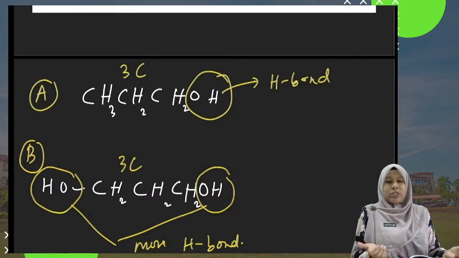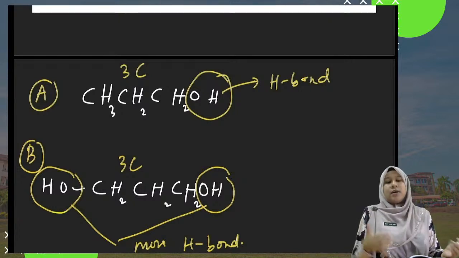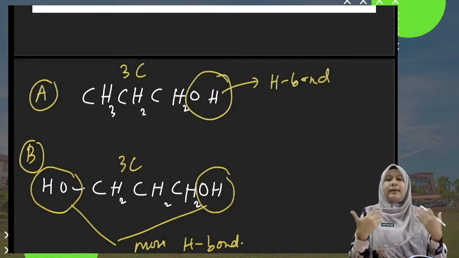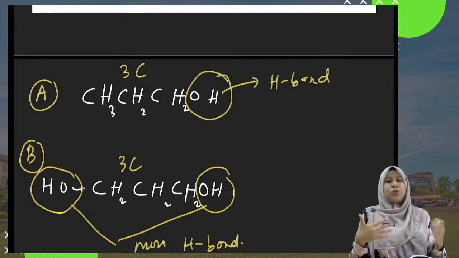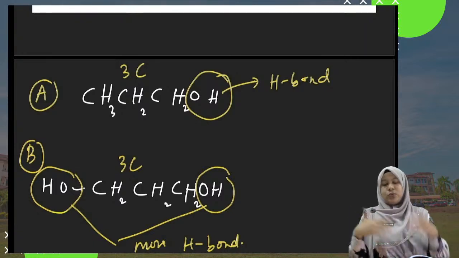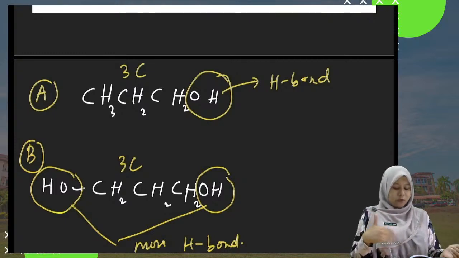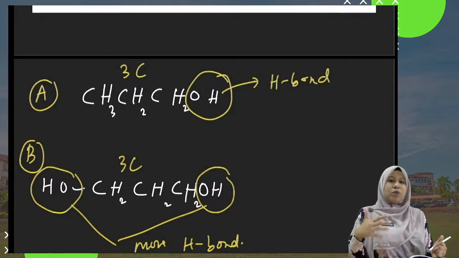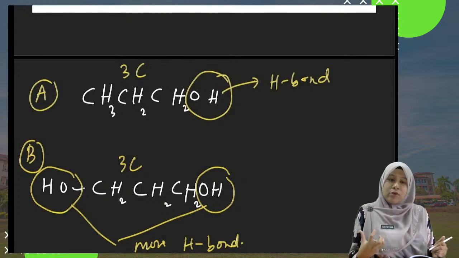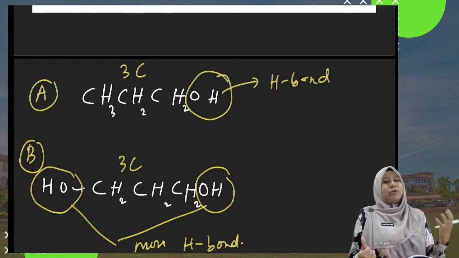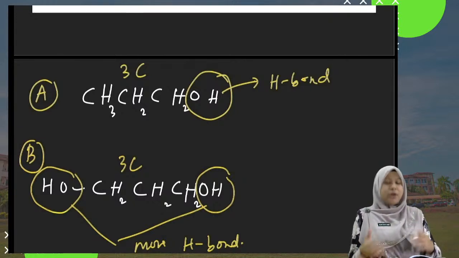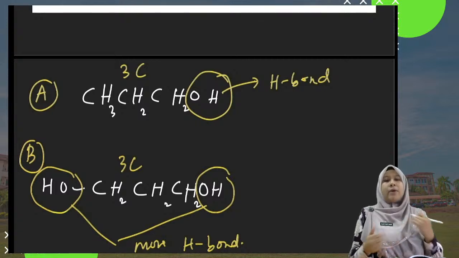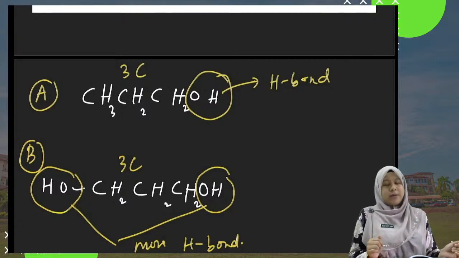So in the explanation of physical properties, you don't need to put the number, like 1 or 2. You have to compare using less or more. Okay, here we have more hydrogen bonds for structure B. So more hydrogen bonds will increase the strength of intermolecular forces, and the boiling point also increases, even though these 2 compounds have the same number of carbon.